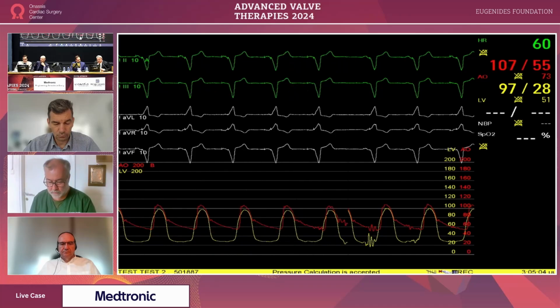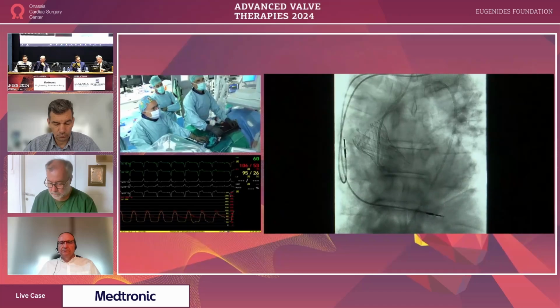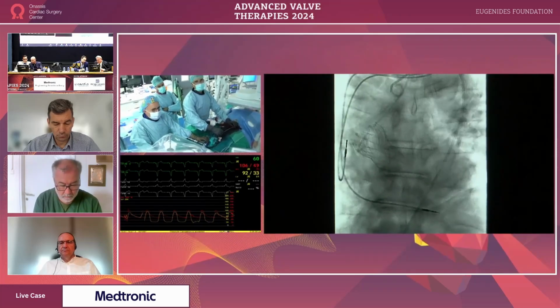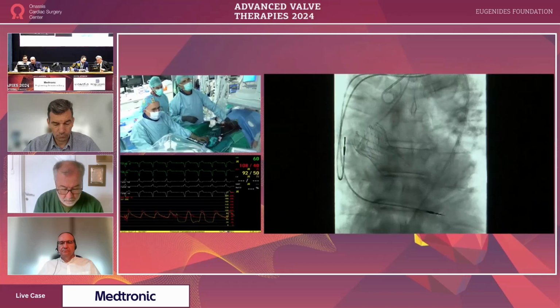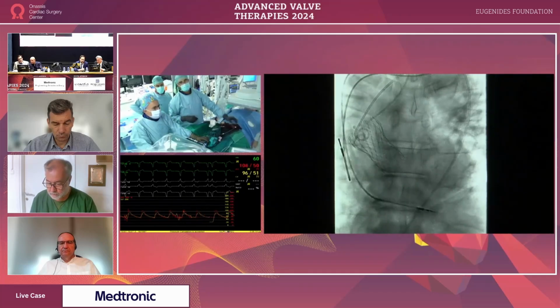But let's see if there's any gradient like that. Like Ari did. You see there is still a discrepancy, so there is no gradient. So there is no gradient.